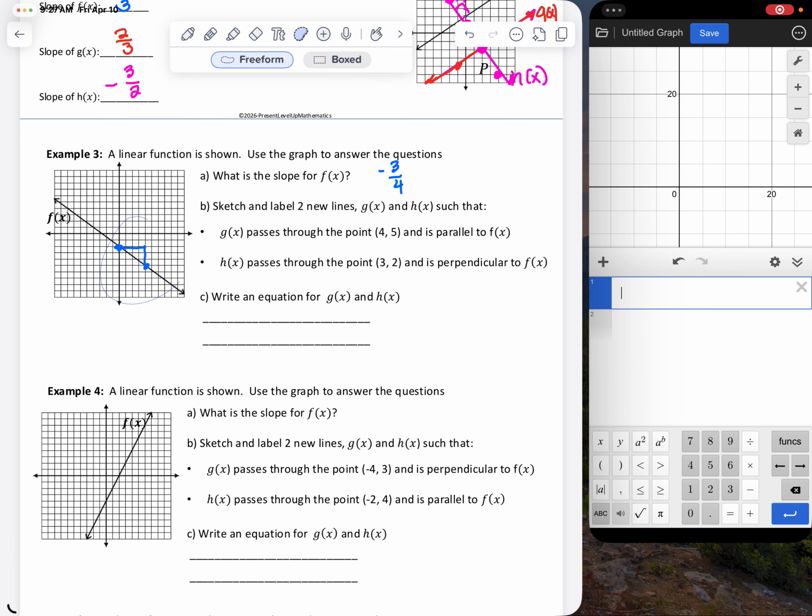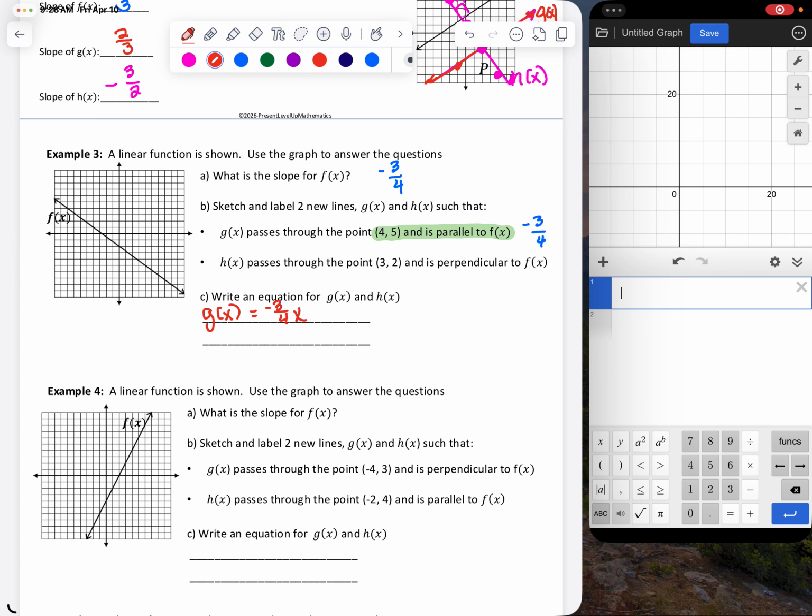All right. So now that we've got our original slope, it says sketch and label two new lines, g of x and h of x, such that g of x passes through the point (4, 5), and it's parallel to f of x. So if it's parallel, it must also have a slope of negative 3/4. So I know the equation is going to be g of x equals negative 3/4x, either plus something or minus something. That's what we're going to try to find.